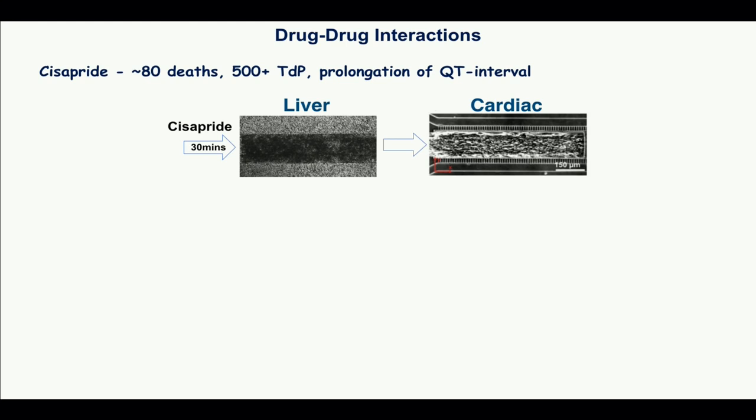So we have made now a liver chip. I won't tell you much about it. We gave this drug cisapride: 80 deaths, 500 arrhythmias or torsades de pointes, prolongation of the QT interval. This went all the way through clinical trials. Obviously, that's why patients died. But it was a certain part of the patient population that had a problem. And it occurred this way.